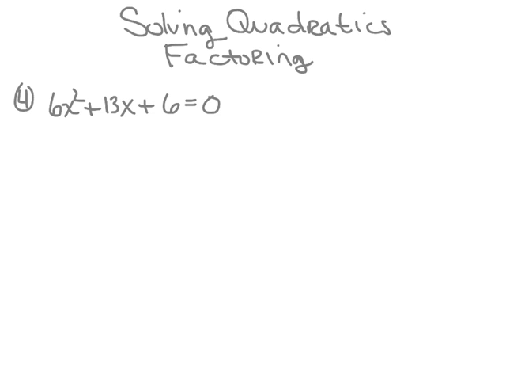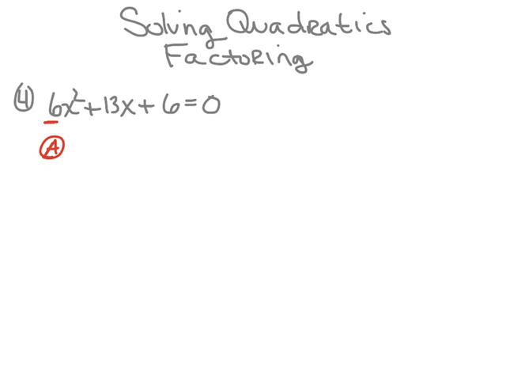Just as in the first 3 examples, we got the quadratic equal to 0, and it's also in standard form. However, this one's going to require a little more work, and that's because the leading coefficient, or the number in front of the x squared, is a 6. So the method that I'll be using to factor this quadratic is something called bottoms up. And bottoms up is going to require a few steps.